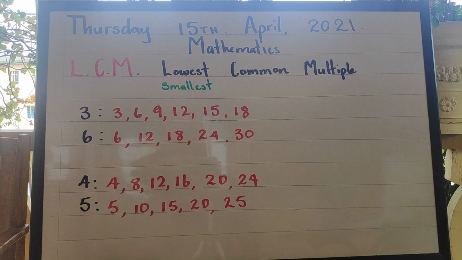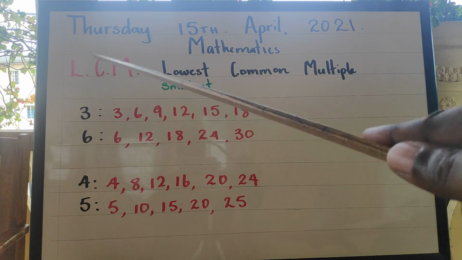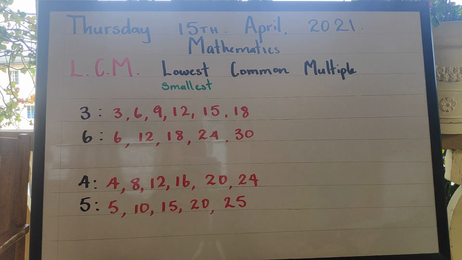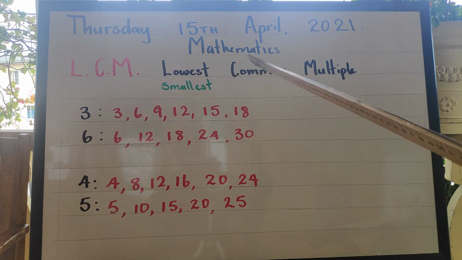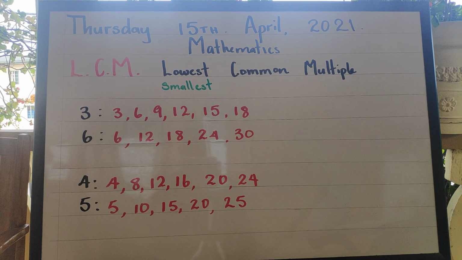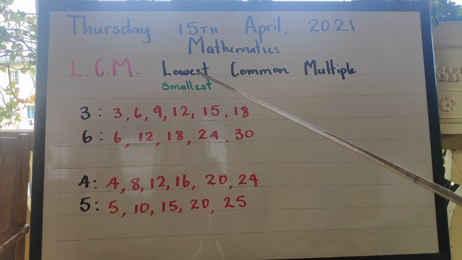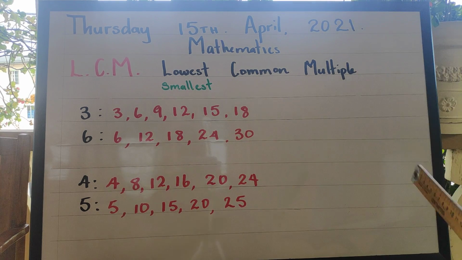Today we are going a little further. What we are looking at today is LCM. What does that mean? Lowest common multiple. Common means the same, we know what multiple means, and lowest means the smallest. So we're not only looking for the common multiple, we are looking for the lowest or the smallest common multiple between numbers.